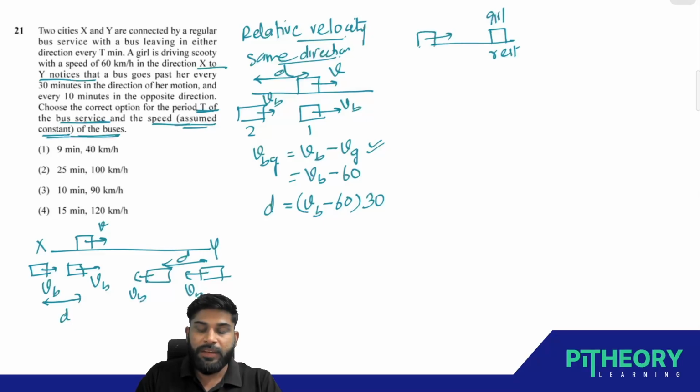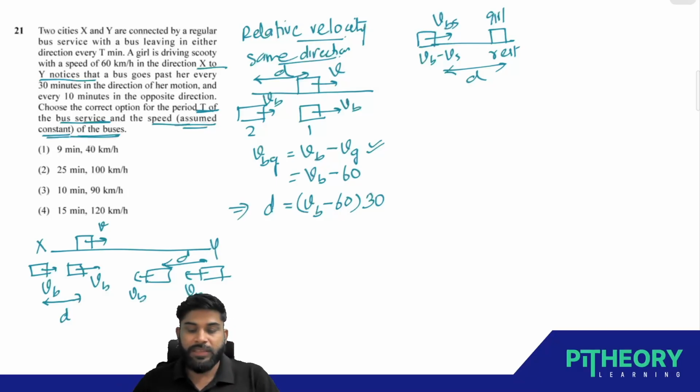And the bus is going with the relative velocity, that is, the velocity of bus with respect to girl. You can take it as VB minus VG. And what is the separation between them? D, which we have already taken. That is how we wrote this equation: D is equal to VB minus VG into 30. This is one relation that we can use.